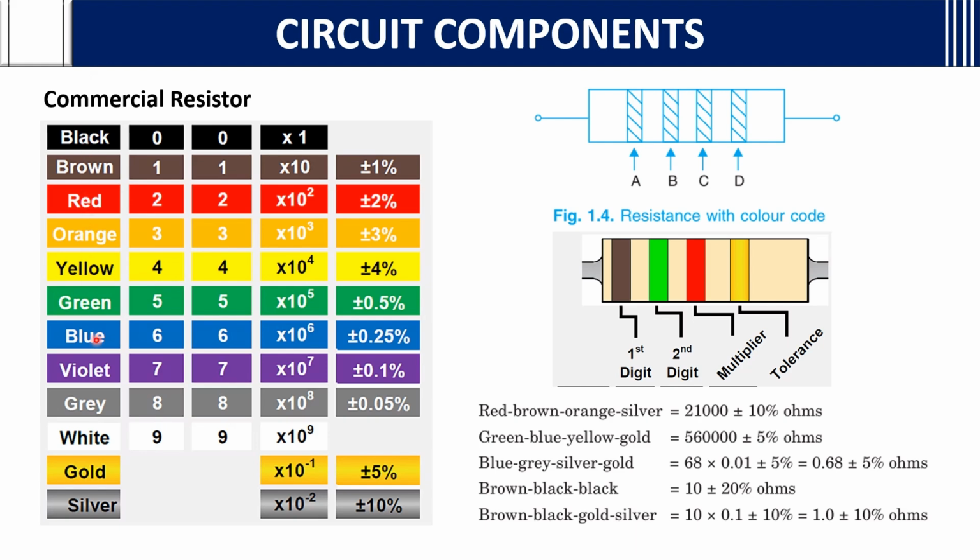These are the commercial resistor colors: black, brown, red, orange, yellow, green, blue, violet, grey, white, gold, silver. These are the digits. For the first and second strips we need to take the digit. For the third one, we should take the multiplier. Then for the tolerance, we take plus or minus 1%, 2% and so on. We can remember this with an easy trick.